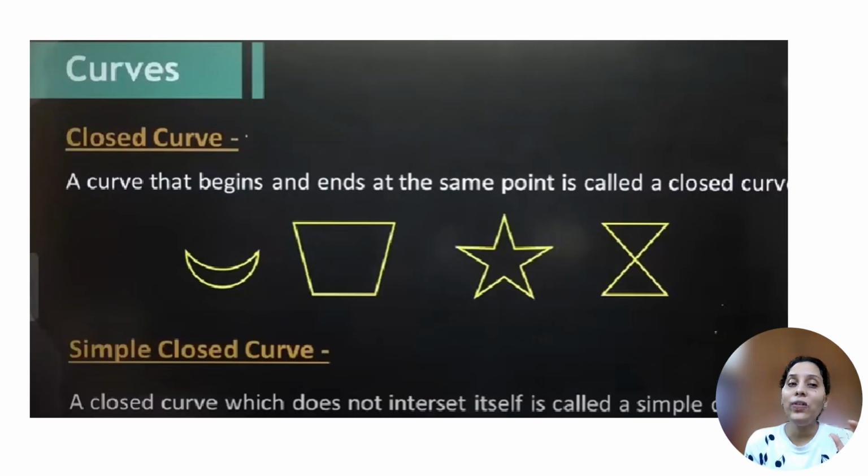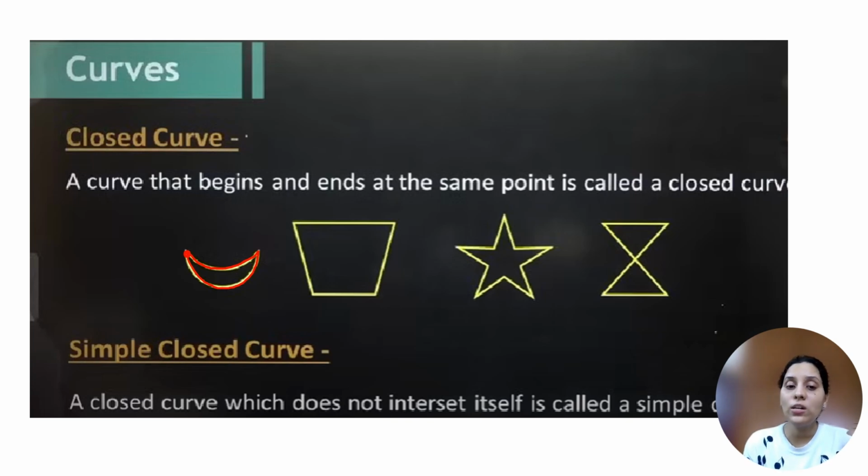Next up we have the closed curve, a curve that begins and ends at the same point. It is just the opposite of an open curve. Here let me draw this figure. Where I'm ending is the starting point. So when my starting and ending point are the same, it is known as a closed curve, else it is an open curve.